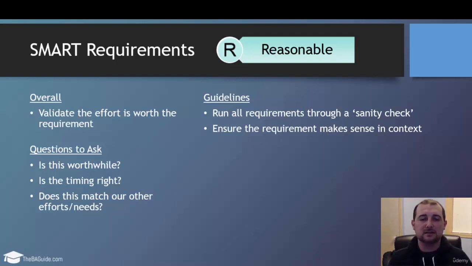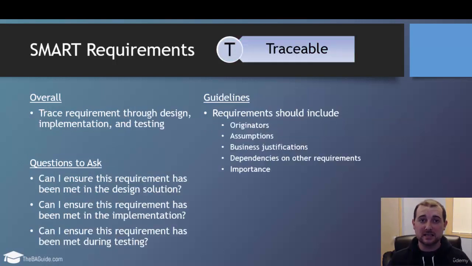So guidelines, again, this is for reasonable. You're going to run a sanity check, like I said in the attainable. It's very similar. You just want to validate that it makes sense, that it's worthwhile. And then also you want to ensure the requirement makes sense in the context of what you're doing. So finally, moving into the T, this is traceable. You want to be able to trace the requirement through the design, implementation, and testing.